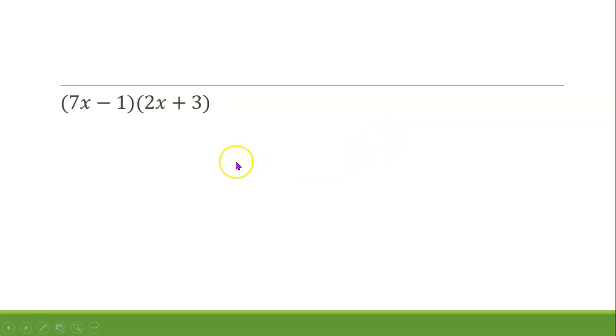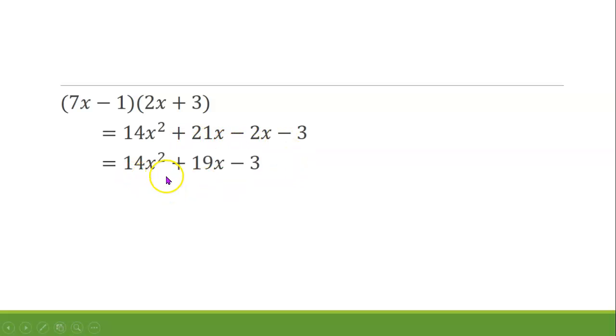How about this one? 7x minus 1 times 2x plus 3. Well, first we get 7x times 2x is 14x squared. Outside we get 7x times 3 is 21x. Inside we get minus 1 times 2x is minus 2x. And last we get minus 1 times plus 3 is minus 3. Combine the like terms and we get 14x squared plus 19x minus 3.